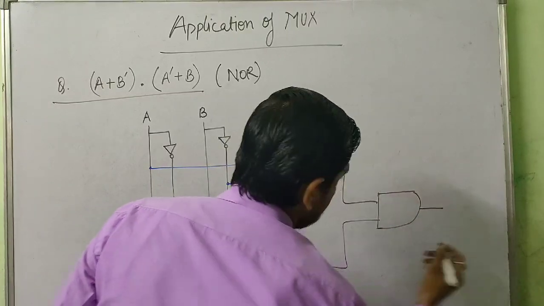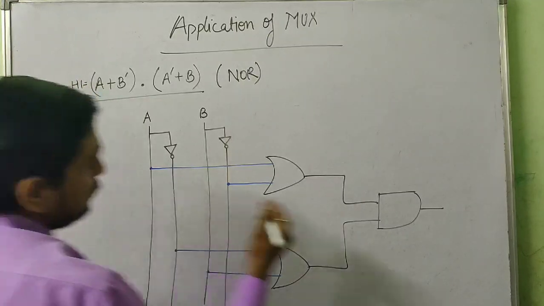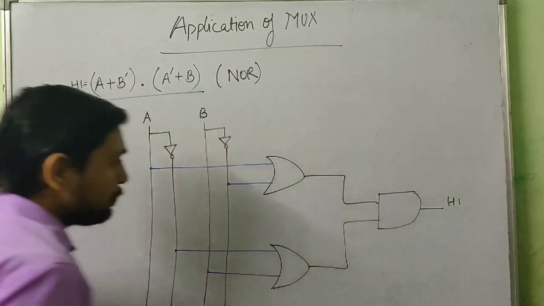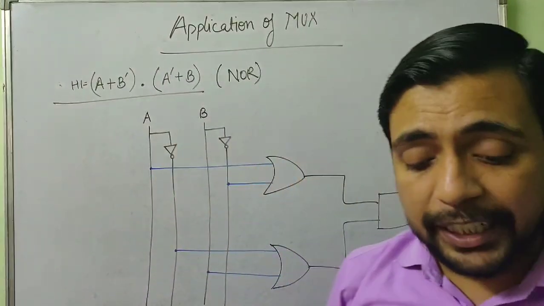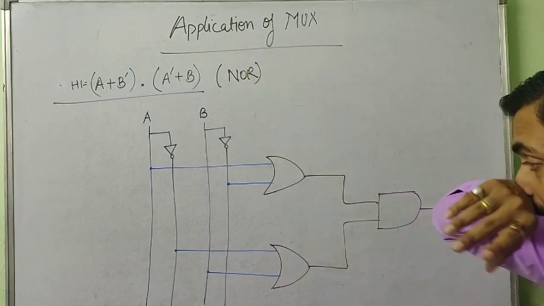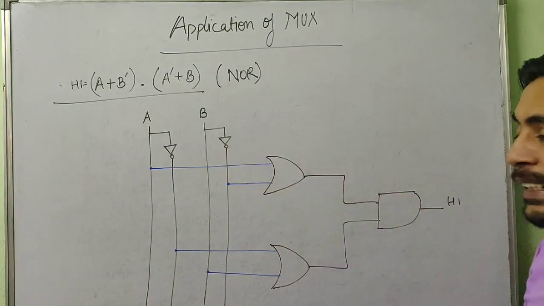So this is our result. Let's suppose it is H1, so our result is here H1. Now this is not the answer actually. We have to form this logic gate diagram using NOR only, and you can see we have not used any NOR. We have used elementary gates till now.